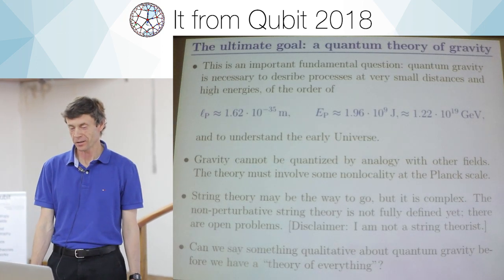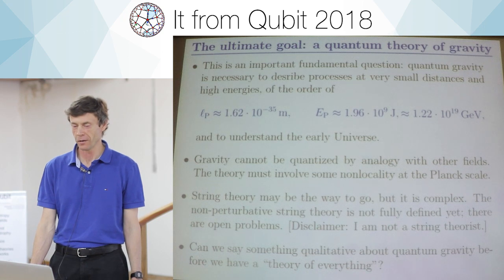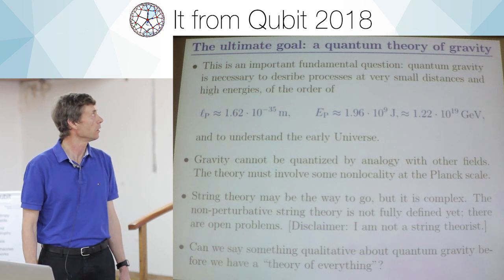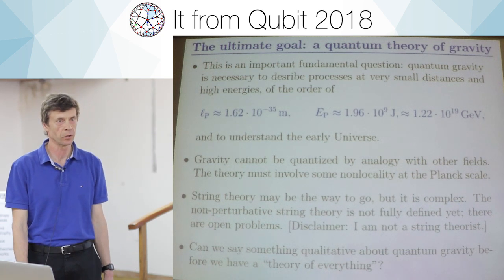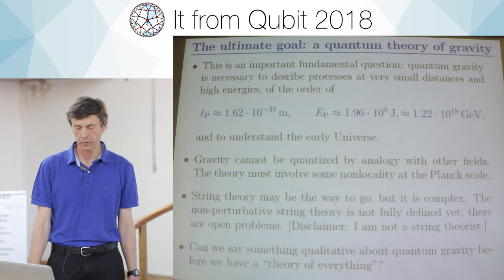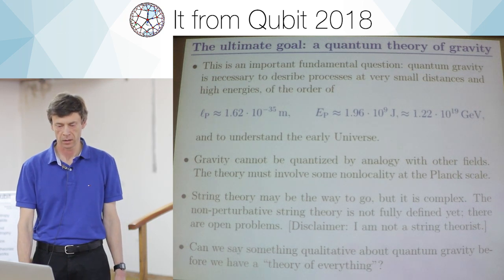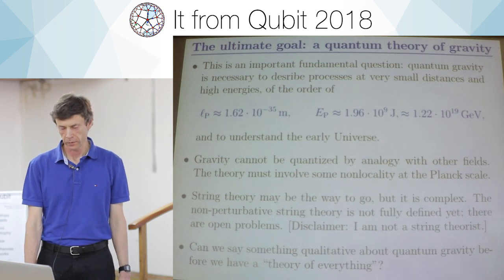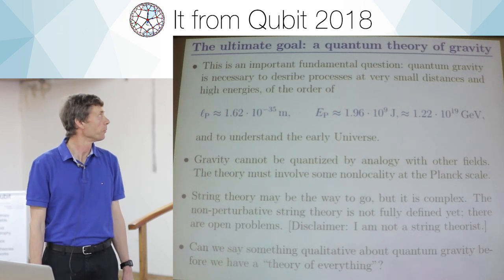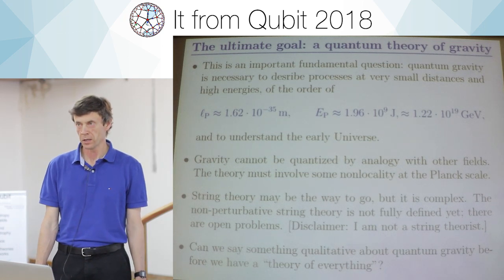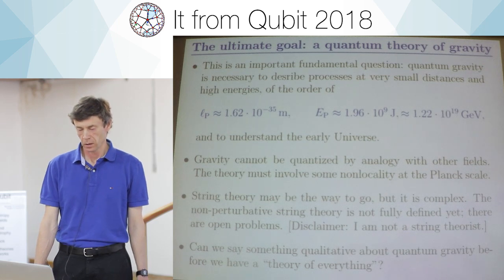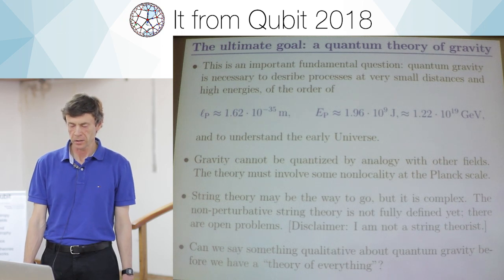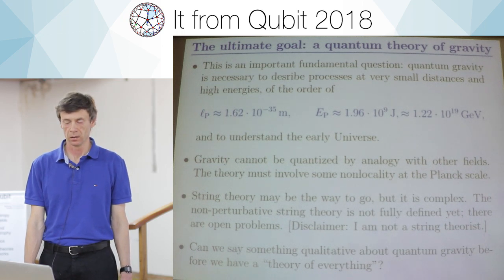The ultimate goal is to build a quantum theory of gravity. It is well known that quantum gravity is necessary. Some new theory is necessary to describe processes at very high energies and at very small distances, like the Planck scale, and also to understand the early universe. Gravity cannot be quantized by analogy with other fields due to non-renormalizability, and the theory must involve some non-locality at the Planck scale.